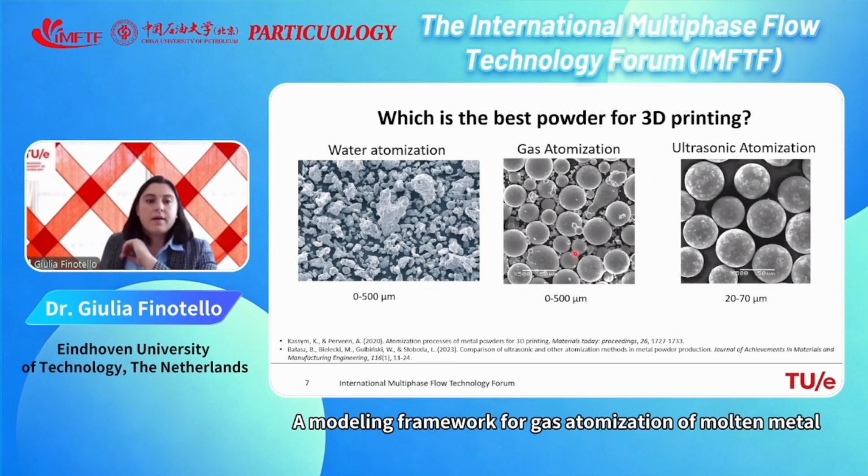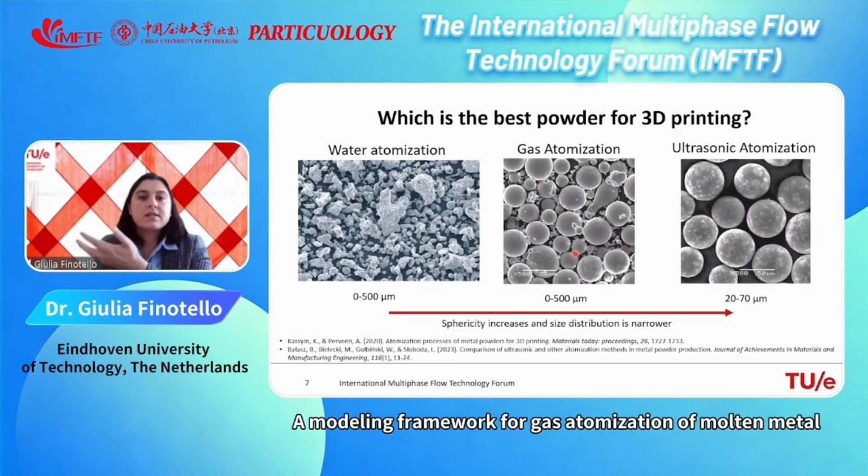So in this case, sphericity and size distribution are improving with ultrasonic atomization, but of course there is always a threshold, because we know that particle size distribution and shape will affect flowability and packing density. So we cannot fully say that only ultrasonic atomization is the best technique to produce powder for additive manufacturing.